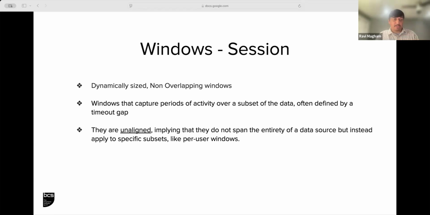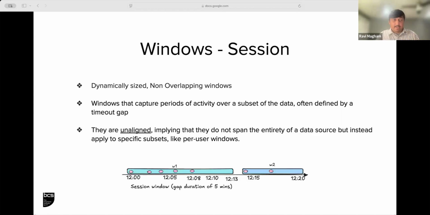Say I log in, my window is going to get created, and it's going to expire based on some gap, when there's a period of time when there is no data coming into the system. So these are non-overlapping, and more specific at a per user level. Here, if my first event came in at 12, ended at 12:08, my window would close at 12:13. And then again, the next one, assuming it comes at 12:15, lasts until 12:20, because assuming the last event that I got in that window is around 12:17. So you see these non-overlapping windows, and these are unaligned.